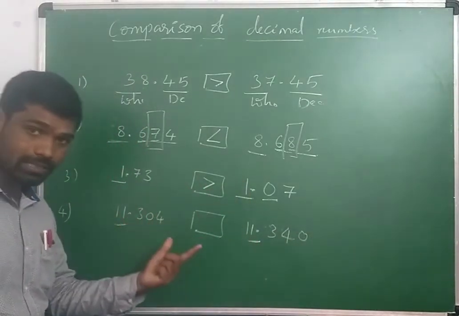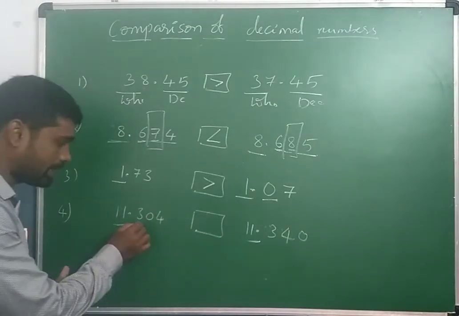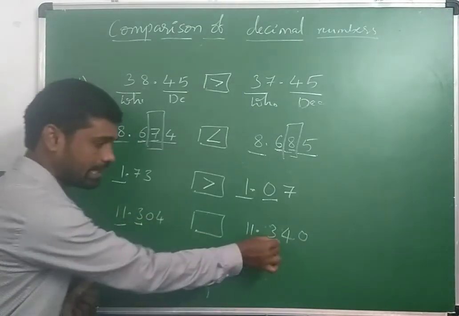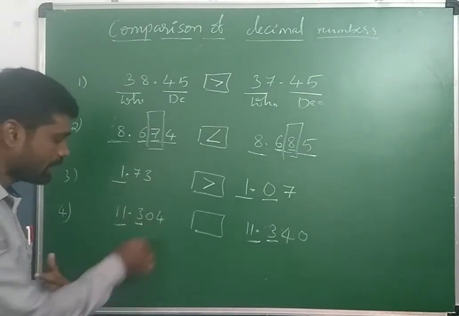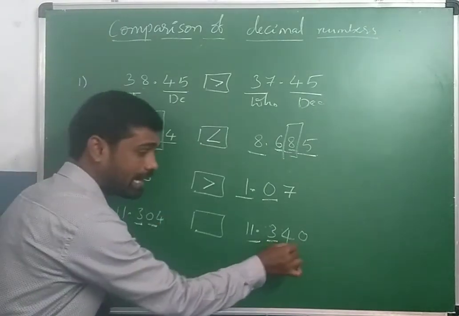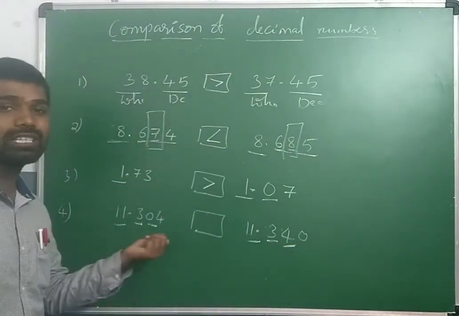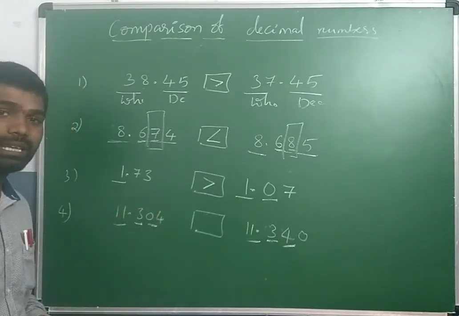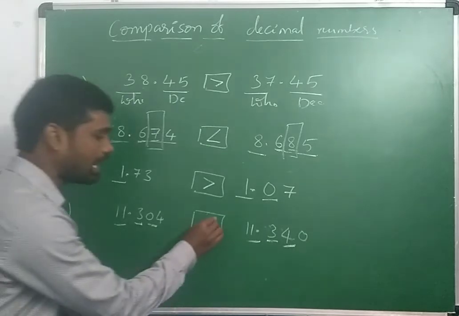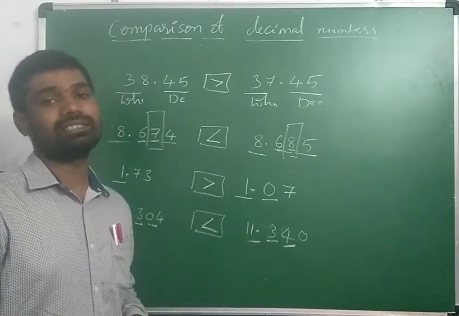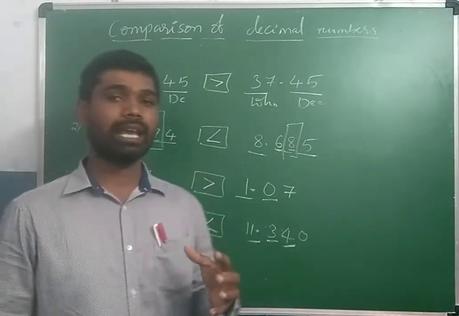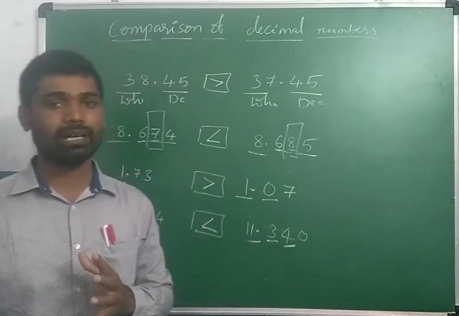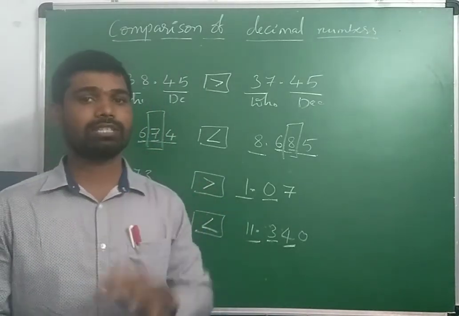And one more final example, 11 and 11. The whole part is equal. Coming to the decimal part, tenths 3 and tenths 3, both are the same. Here hundredths 0, and hundredths 4. Which is greater? 4 is greater. So 11.304 is less than 11.340. In this way we can compare decimal numbers and say which is greater and which is smaller.